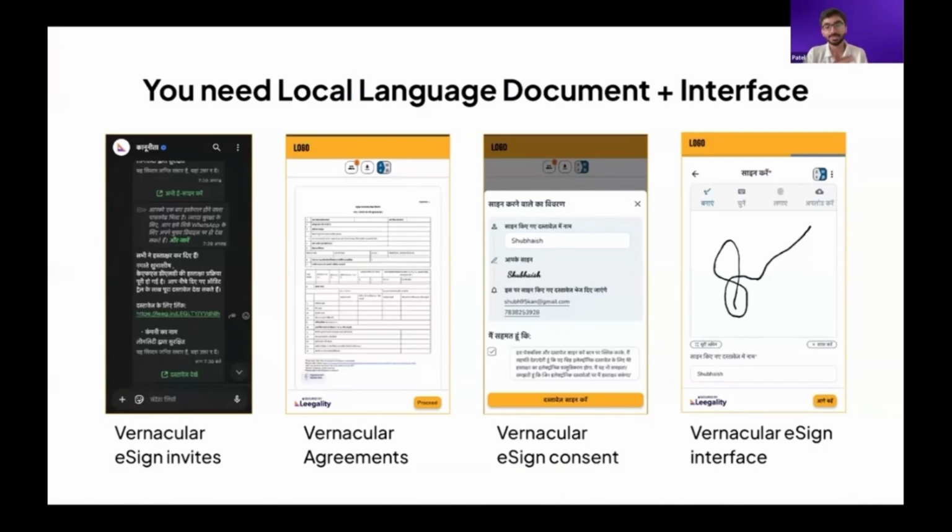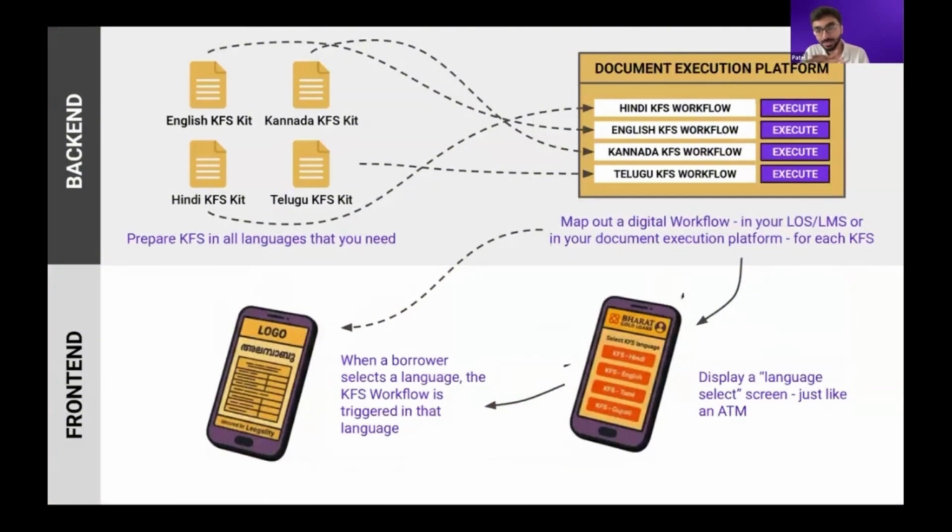So to do this, there is a slightly complex process in the backend, like how we would go about doing this, but it's very doable, right? So what you need to do in the backend, and what lenders have done in the backend, is prepare your documents in all languages that you need, right? So here we've used KFS as an example. Let's say for a KFS flow, prepare as many KFS as languages that your borrowers speak and keep this stored somewhere, right? Either in your LOS system or in your document execution system, right?